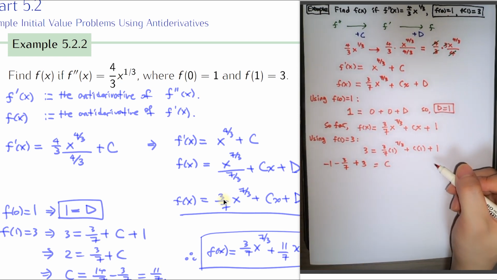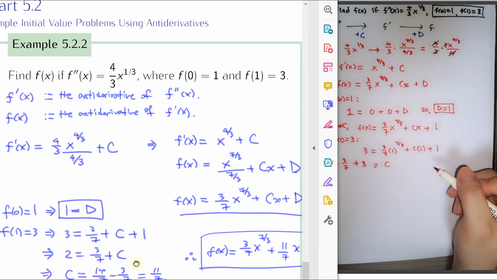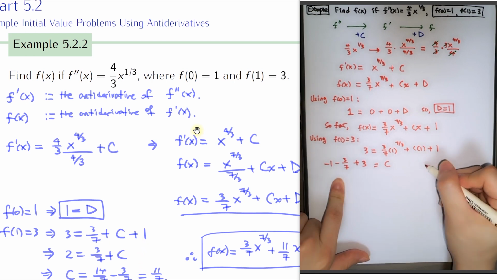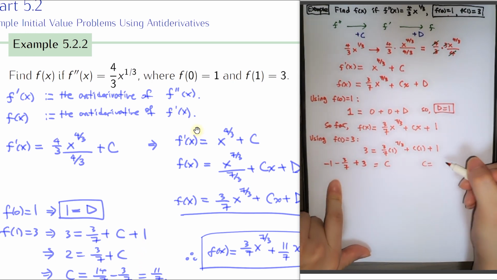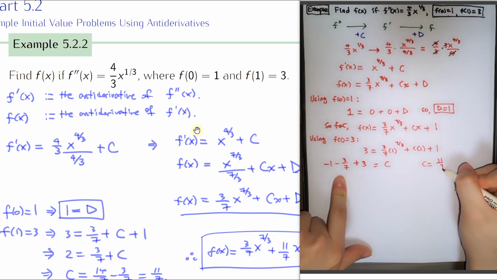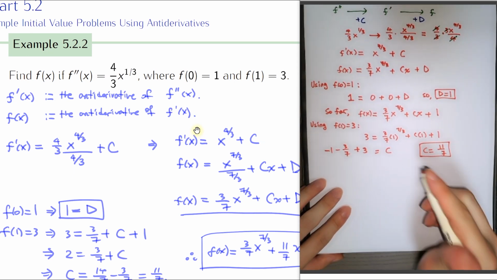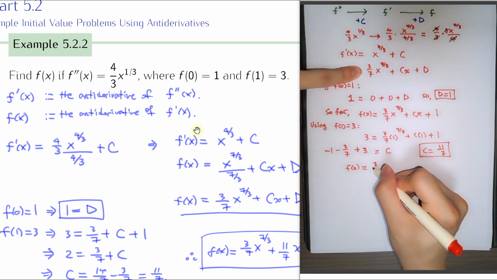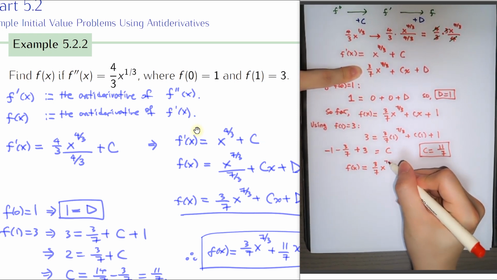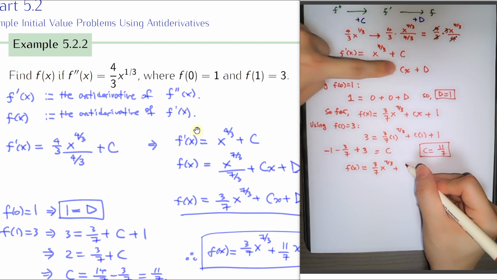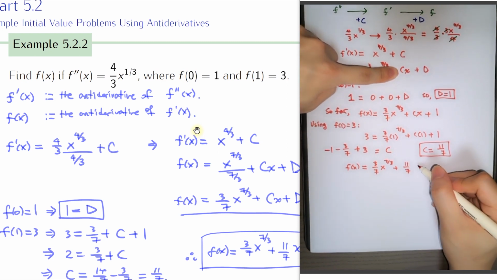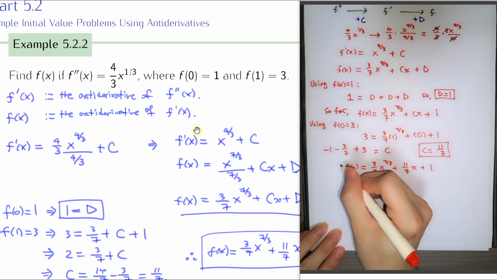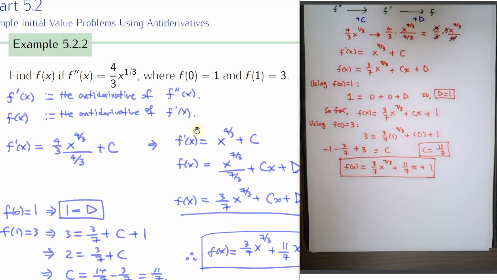Doing some algebra, and you can also check my work from the left-hand side screen here. C becomes 11 over 7. So altogether, our function f of x becomes 3 over 7 x to the power of 7 over 3 plus 11 over 7 times x plus 1. Okay, thank you everyone. That's the end of module 1-1.